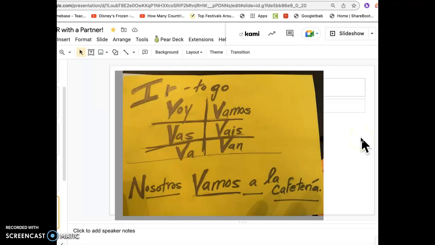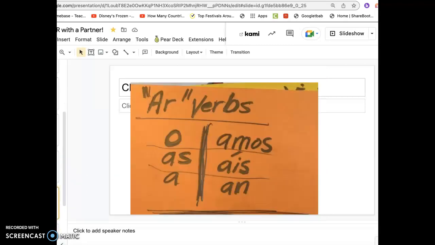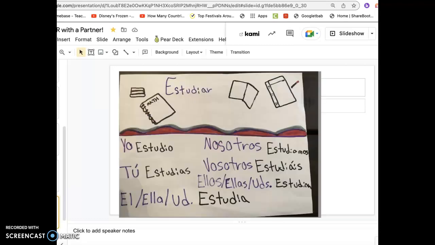Looking at one example sentence, nosotros vamos a la cafetería. We go to the cafeteria. Again, reiterating the AR verb endings, o, as, a, amos, áis, an. And then looking at a student work sample here of estudiar. So we have estudio, estudias, estudia, estudiamos, estudiáis, and estudian.